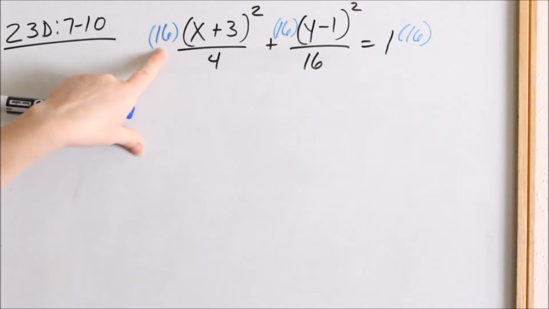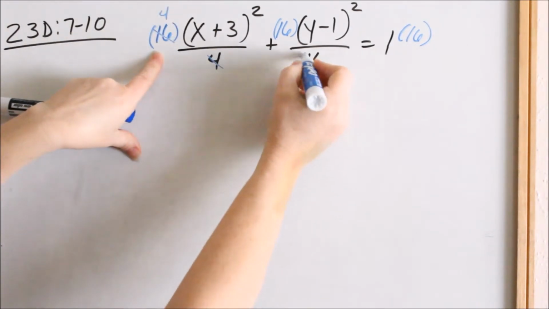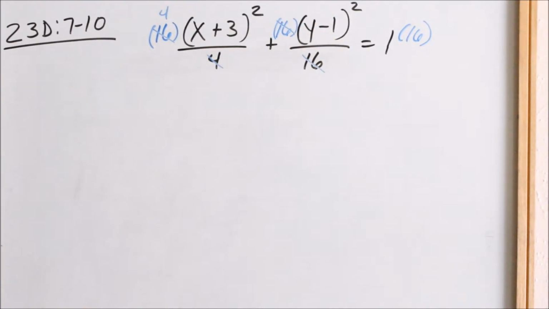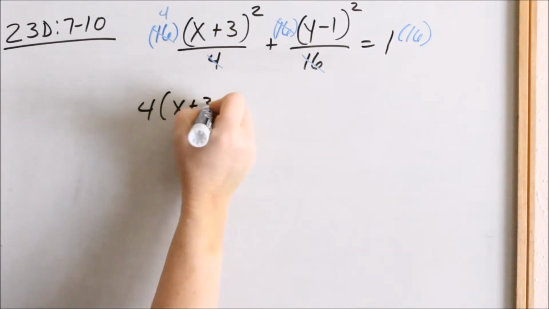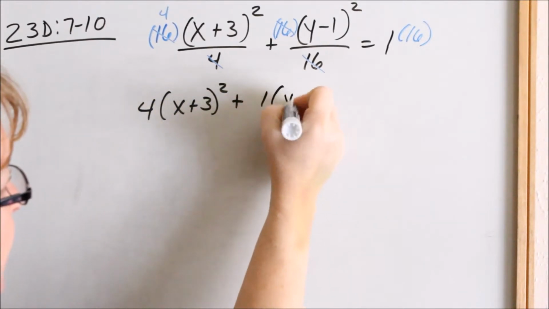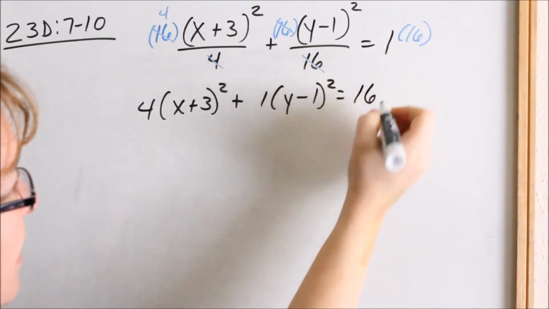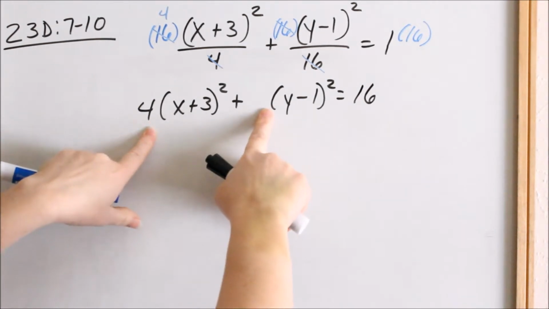Alright? So here, 4 will go into 16 4 times. Here, my 16s cancel. So what I have left is 4 out in front of this parentheses and a 1 in front of this parentheses, but the 1 doesn't need to be written, equals 16. So I know I have an ellipse because my coefficients are different.